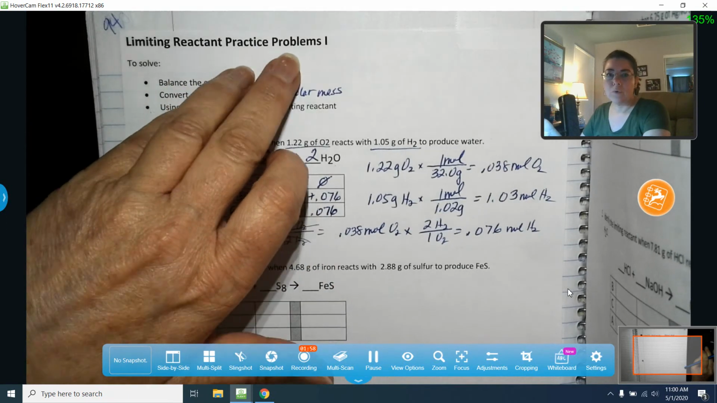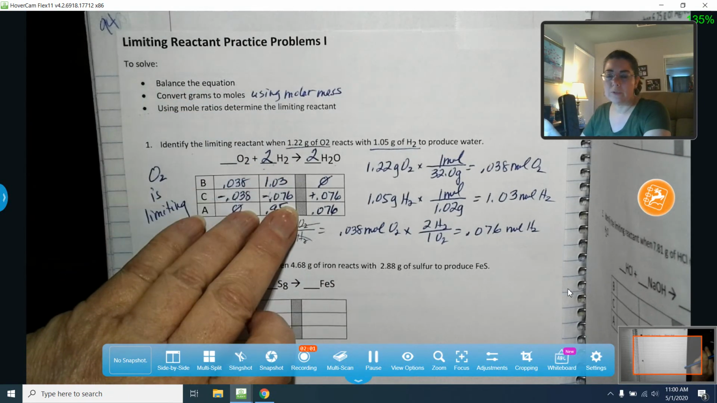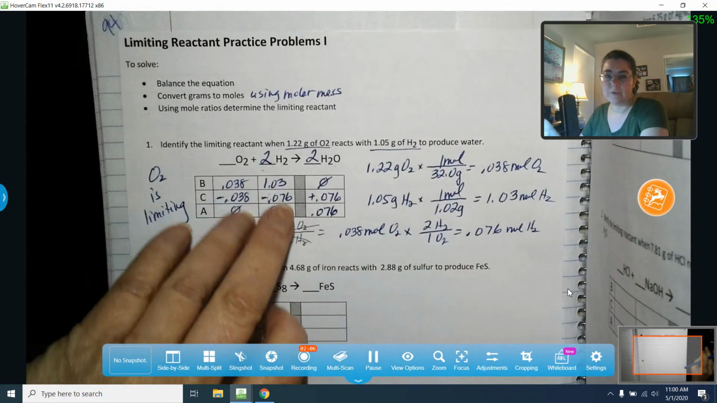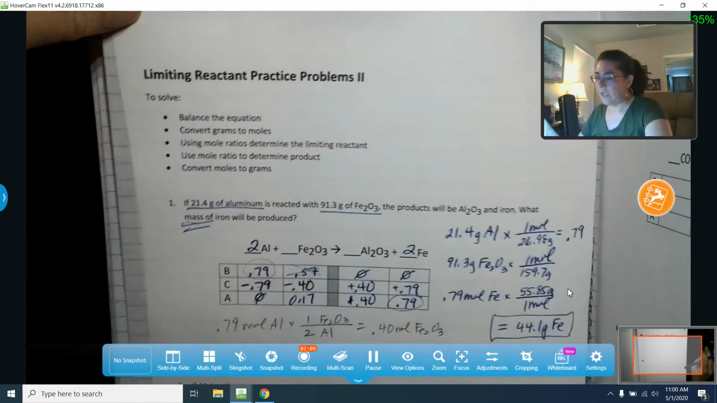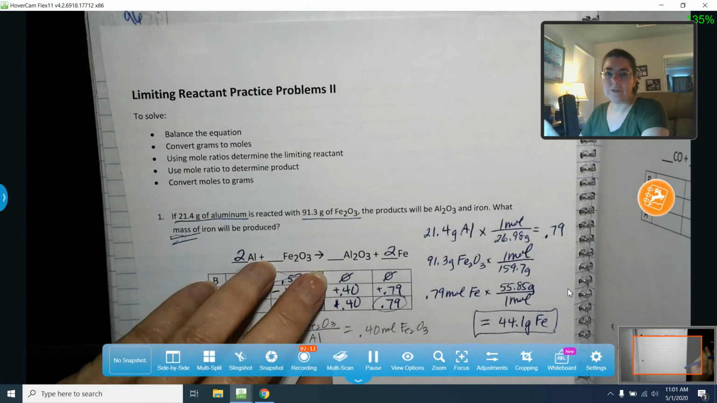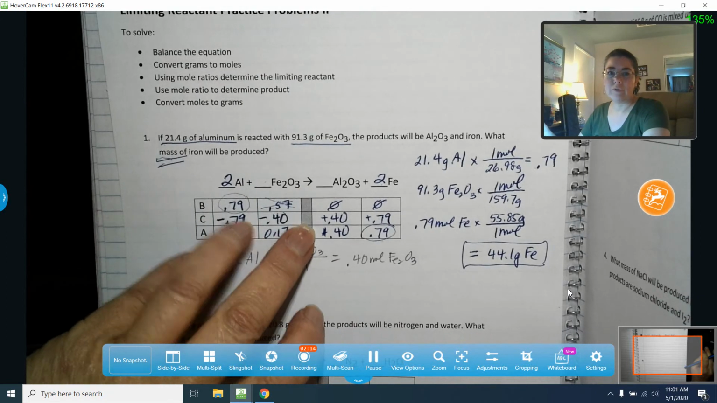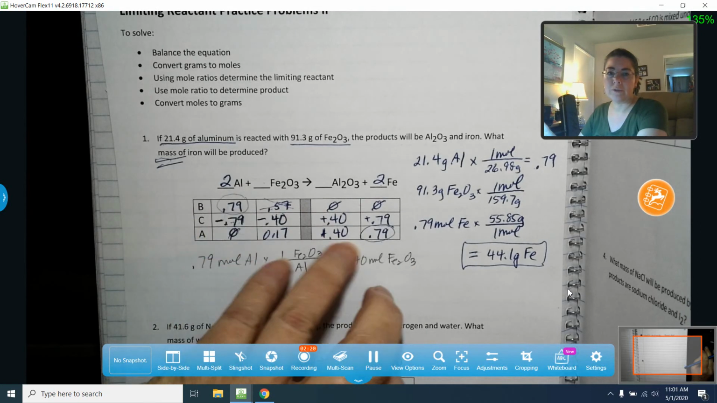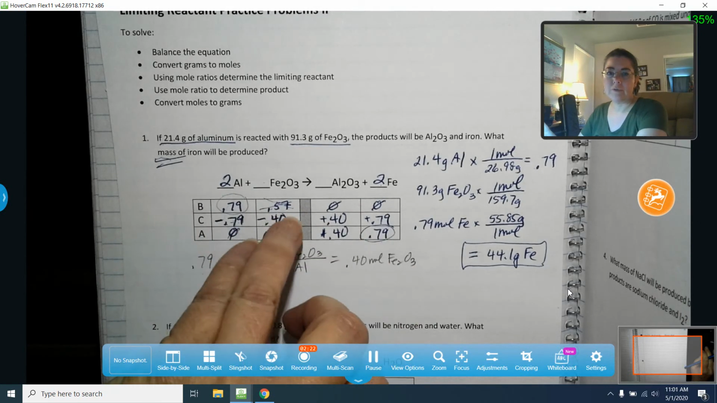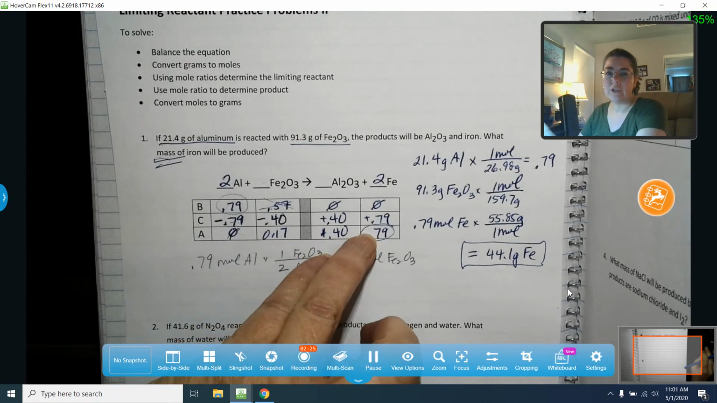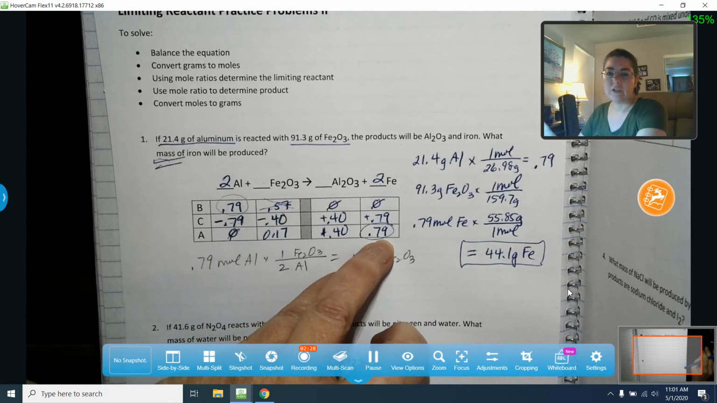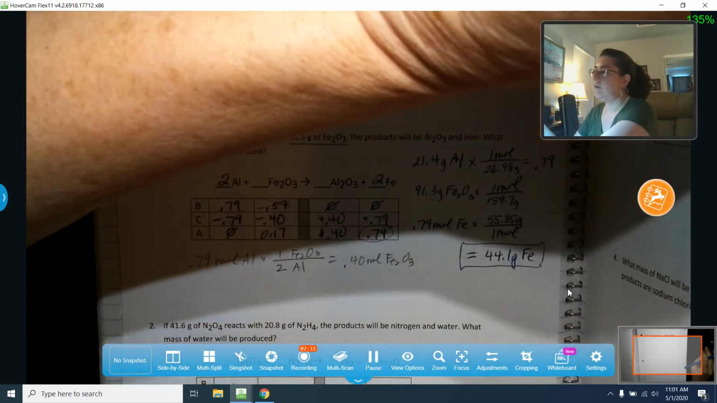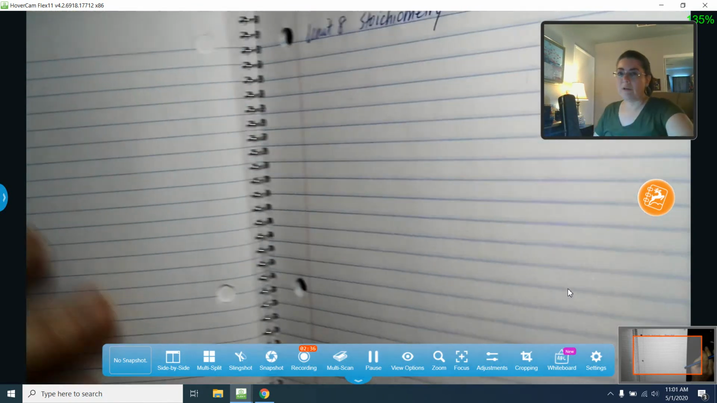Limiting practice 1, all you had to do is figure out which one of these was a limiting reactant. You didn't have to do this part, sorry. I went all the way and I wasn't supposed to. Okay, and then for limiting reactant practice problems 2, this is where you actually figure out how much product you made. So you'd have to figure out which one's a limiting reactant, and then from that limiting reactant figure out all the other values using mole ratios, and then find your answer, change that into grams to get your final answer.